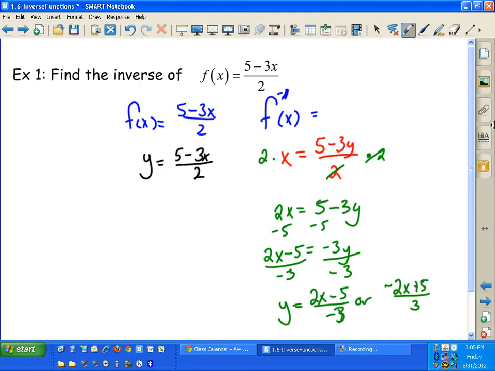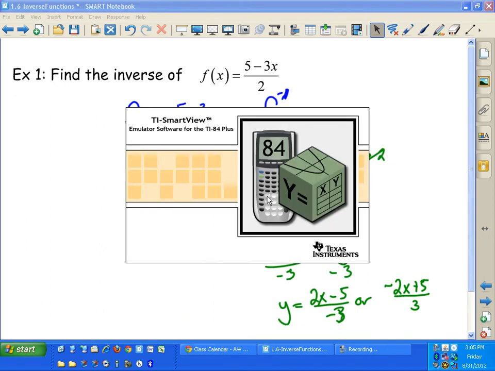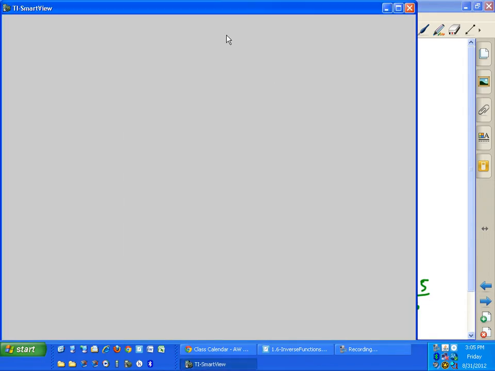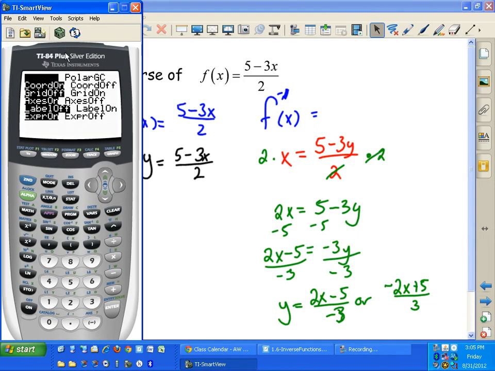And so that's one of the things we can do. Let's get them on our graphing calculator here and just show you that they're flipped over the line y equals x. And so if I was to graph the original function, I'm going to say 5 minus 3x all divided by 2. And so there's that line.